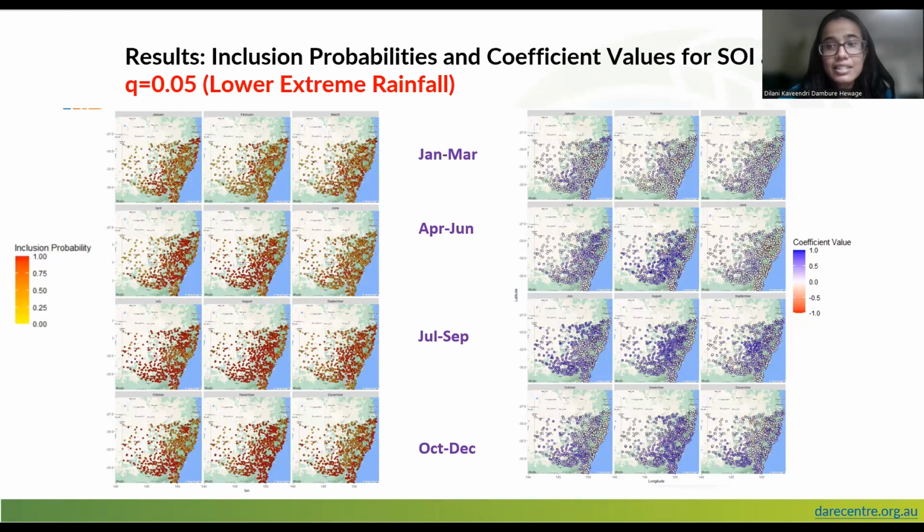Then we are going to look at the lower quantiles, that is the dry part of the rainfall distribution. These figures show the impact of the SOI on lower extreme rainfall has a considerable impact in most of the months other than January, February, and March. And the size of the impact is also high in these areas, as you can see from this right figure. There is low significant impact on June compared to the median rainfall.